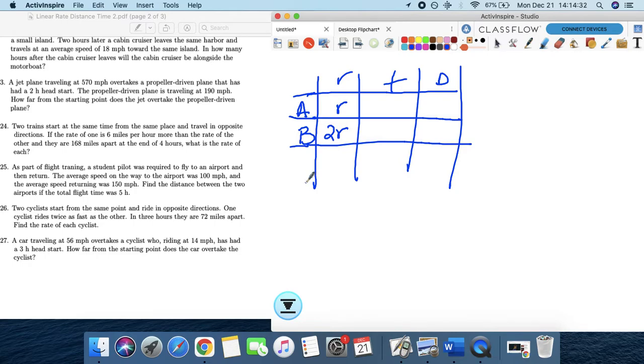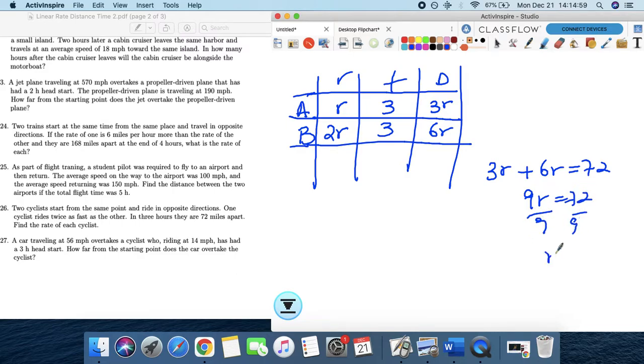That's the speed. In 3 hours, so we know that they cycle for 3 hours, going in opposite directions, and they're 72 miles apart. So let's find D. D is 3R, and this one is 6R. Right? So the distance of bicycle A plus the distance of bicycle B equals 72 miles. 9R equals 72. Divide both sides by 9.